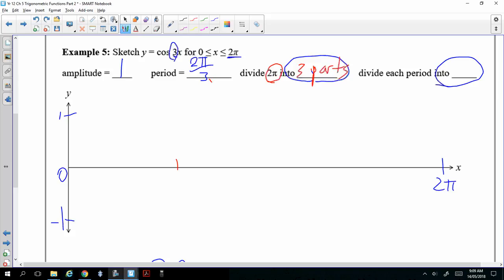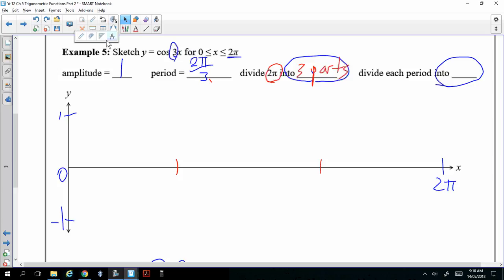I do have a ruler tool. Let me try to use it. Does it work? Doesn't work. Maybe I have to click this one. Does it work? No, it doesn't. Okay, alright.